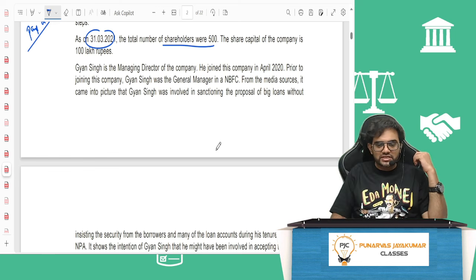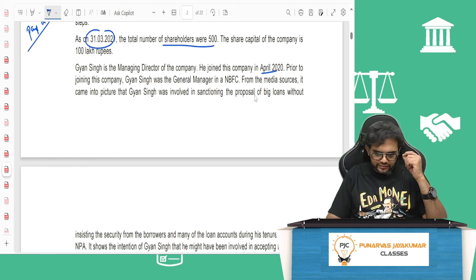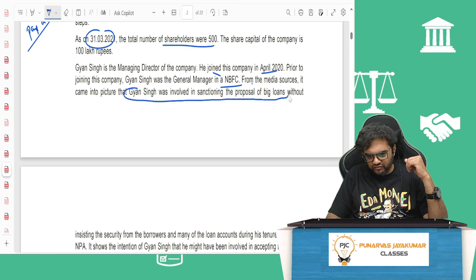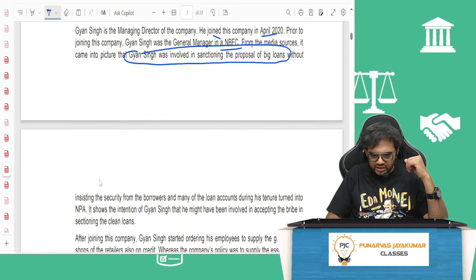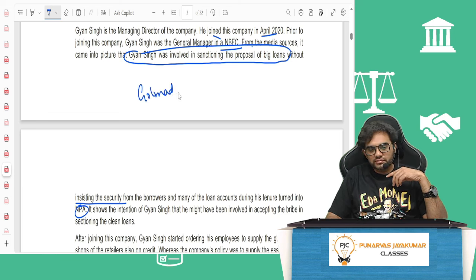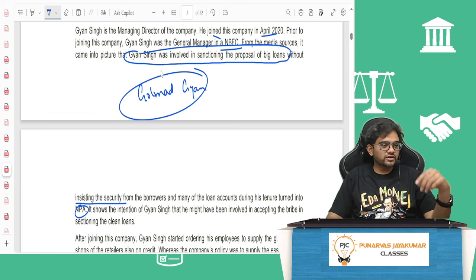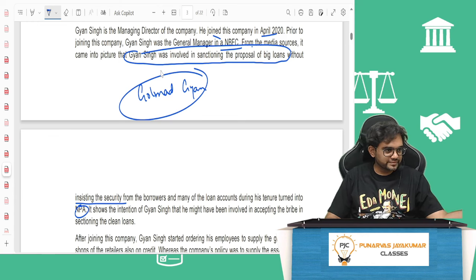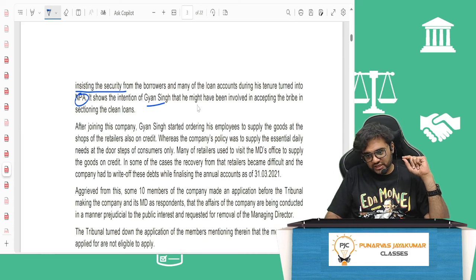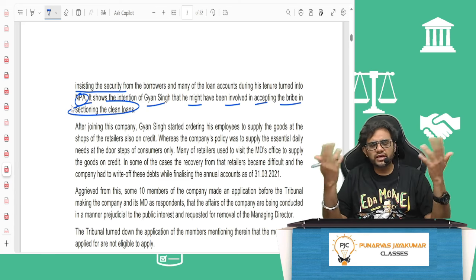Gyan Singh is the managing director of the company. He joined the company in April 2020. Prior to joining this company, he was a general manager in an NBFC. In the media, it came into the picture that he was involved in sanctioning big loans without insisting on security, and everything became NPA. So this fellow is Golmaal Gyan, GG, not Gautam Gambhir. Golmaal Gyan Singh. The suspicion is that he might have accepted bribes in sanctioning clean loans. Give the loan, take the bribe. Many people do that.